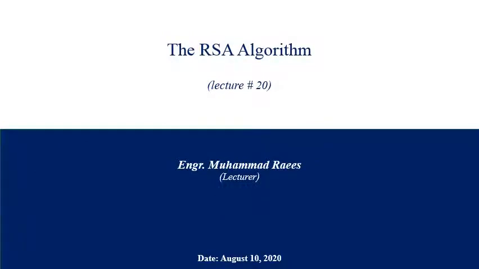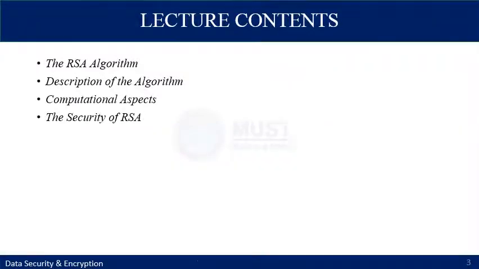This is lecture 20 of data security and encryption, and in this lecture I am going to discuss the RSA algorithm. So here is the lecture content. In this lecture we will be studying the description of the RSA algorithm, and there will be some discussion about the computational aspect of cipher using the RSA algorithm, and finally there will be some discussion about the pros and cons and security of the RSA algorithm.